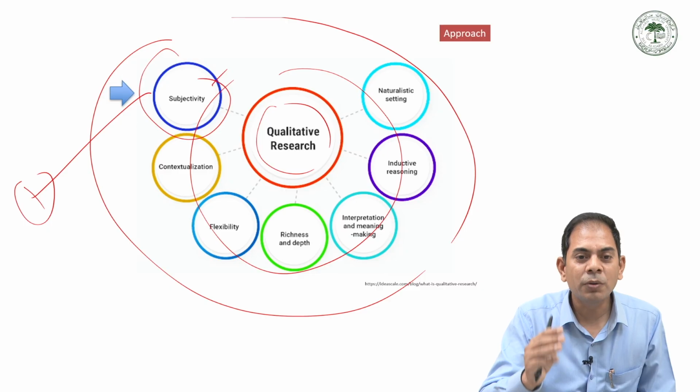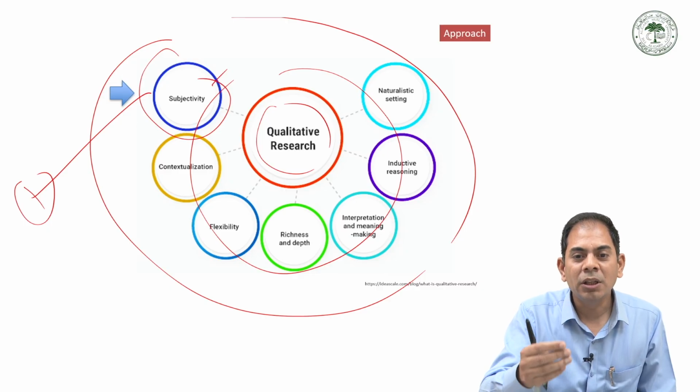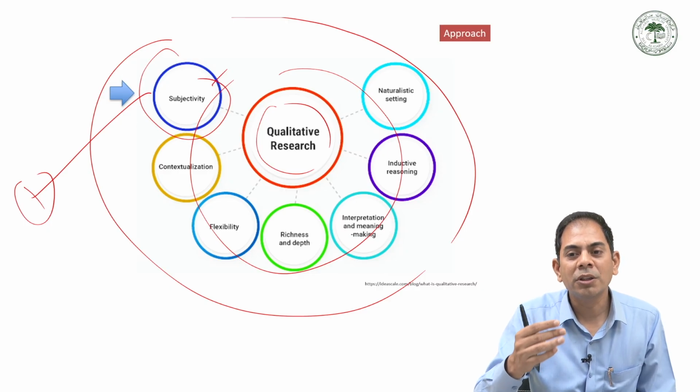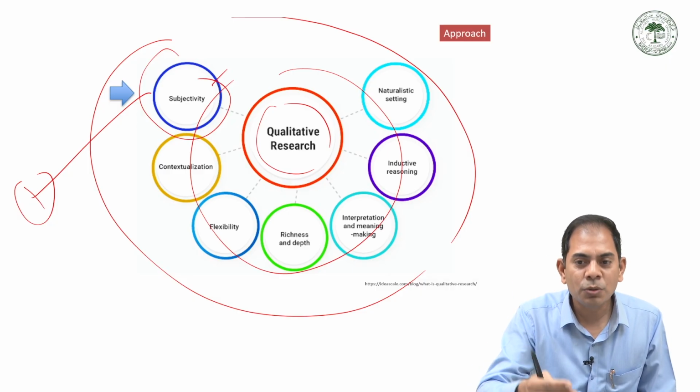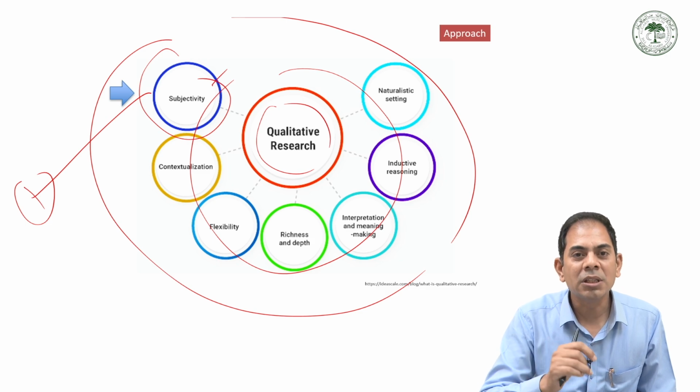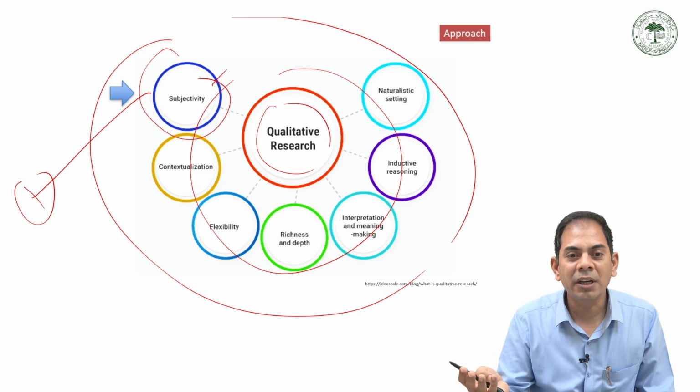This visual helps to understand the core nature of qualitative research in a simple way. Qualitative research is subjective, which means it is based on personal views, experiences, and interpretation. For example, two athletes may describe the same situation differently.